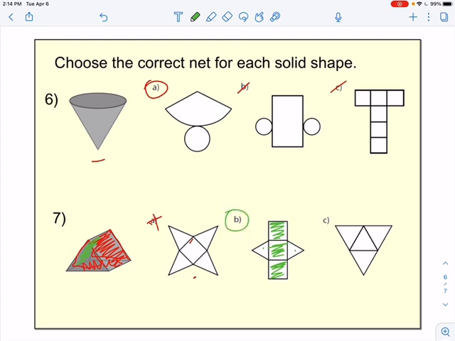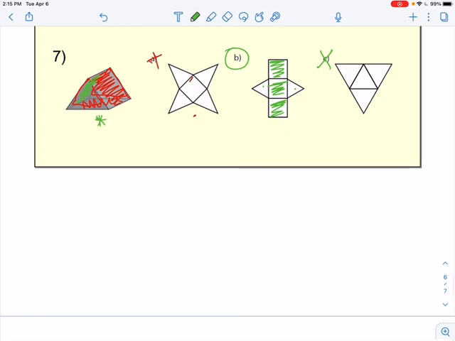If you fold C, you're going to have a triangular pyramid. You're going to have a triangle base, and then it's going to come up to a point at the top. Again, this one is not coming up to a tip. It's not a pyramid. Okay, and that is it for this section.